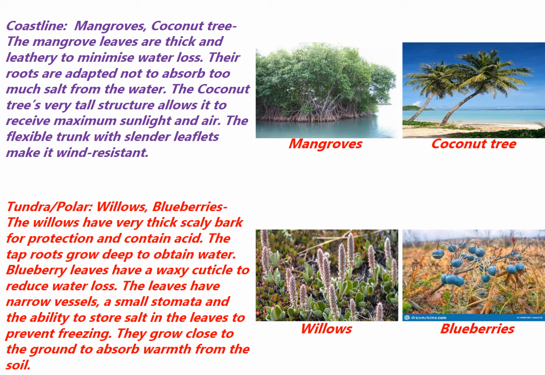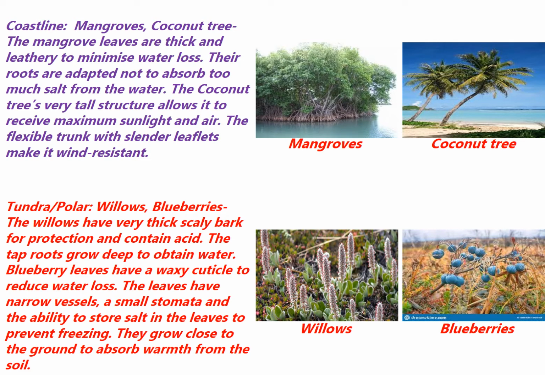Coastline. Mangroves and coconut trees are two trees we know of growing at the coastline. The mangrove leaves are thick and leathery to minimize evaporation. Their roots are adapted not to absorb too much salt. The coconut trees grow very tall to get maximum sunlight and air. Its flexible trunk with slender leaflets make it wind resistant.